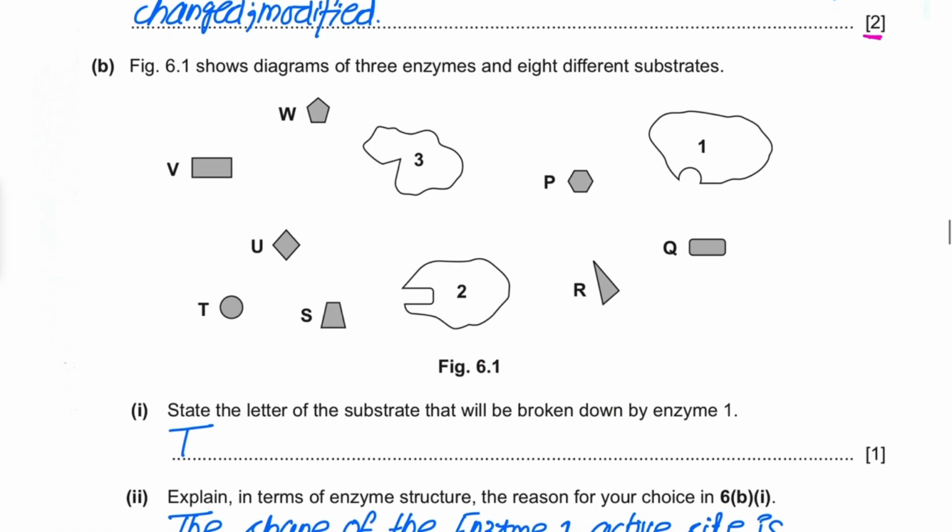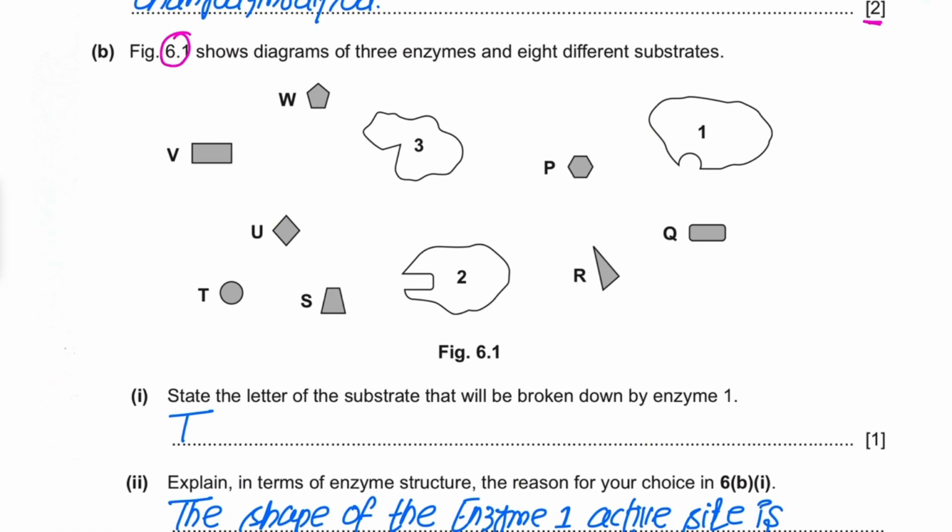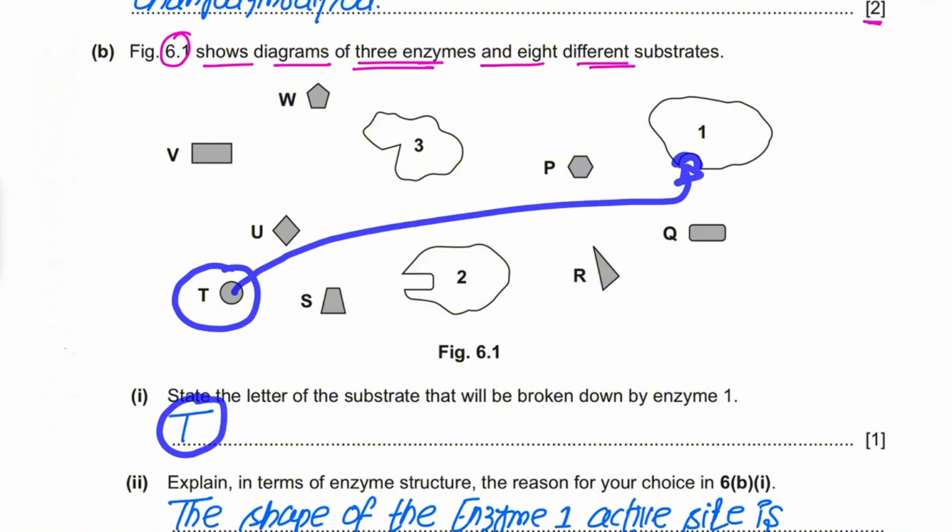If we were to go on toward the B, they say that figure 6.1 shows a diagram of three enzymes and eight different substrates. So we have this enzyme 1, this is enzyme 2, this is enzyme 3, and the rest of the letters that we are given over here are representing a total of 8 different substrates. They say state the letter of the substrate that will be broken down by enzyme 1. So here I have enzyme 1 with us. And for the shape of the active site of enzyme 1, we have to see the letter where this would be complementary. And if you see, this is kind of a circular active site. So the substrate T is complementary to it, so it would bind here. So we would write the letter T here.